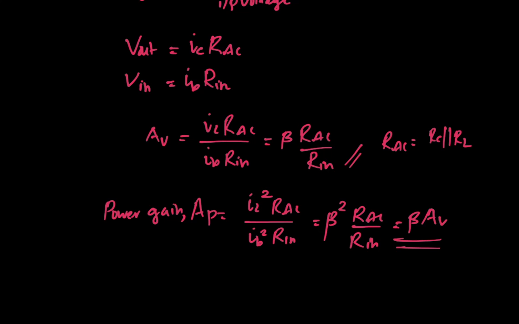So these are the different gains in a transistor amplifier.